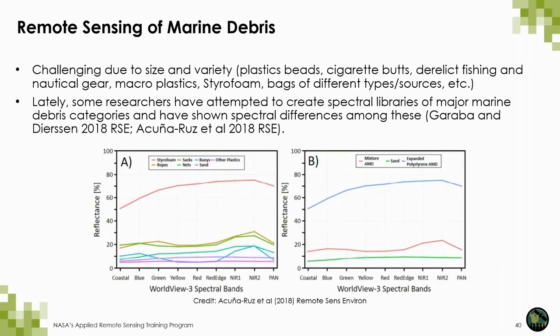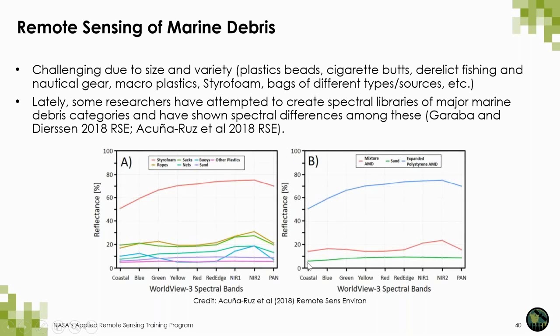Here's a recent example from Acuña Ruz et al. in Chile, where they were exploring the spectral signatures of different types of marine debris. In this case, they took spectral samples of plastic beads, cigarette butts, fishing gear, macroplastics, styrofoam in particular, and even bags from different sources. And they saw that styrofoam actually has a particular reflectance that is somehow different from most of the other materials. So they transformed the in situ spectral data collected to the actual bands, the wavelengths, of WorldView-3 in particular, to see whether they could use in situ data and remote sensing data collected by WorldView to separate the different components.